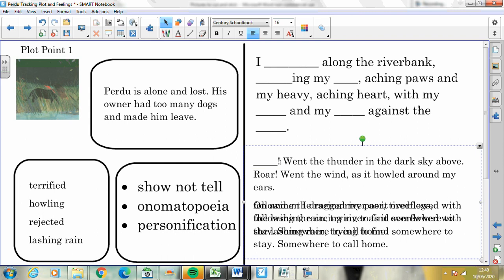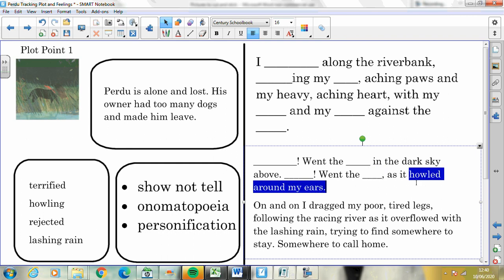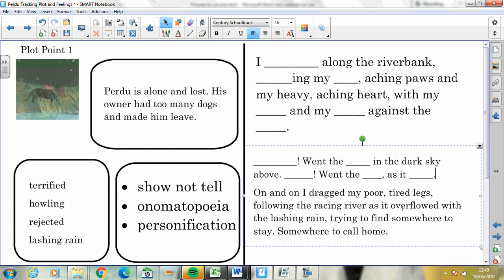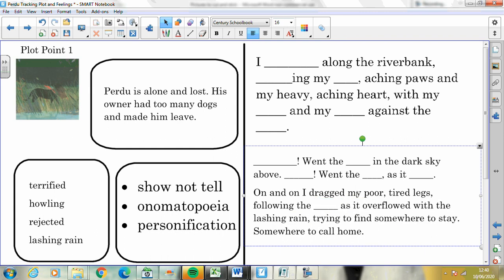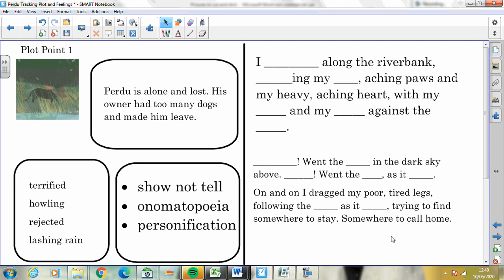Okay, so onomatopoeia next. So again, you can think of your own words. And you could change this completely. Okay, so this is another guided example where you could fill in your own ideas, or it's completely up to you and you could just write the beginning of your story all on your own.